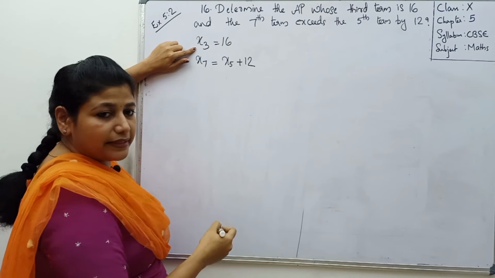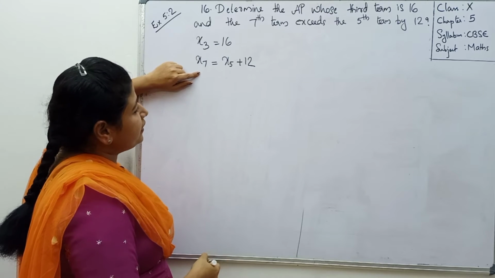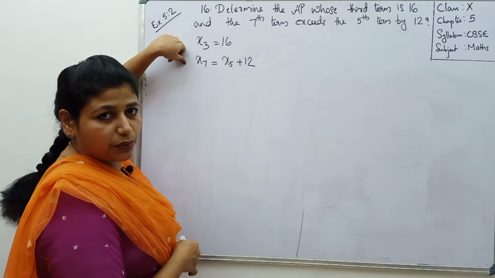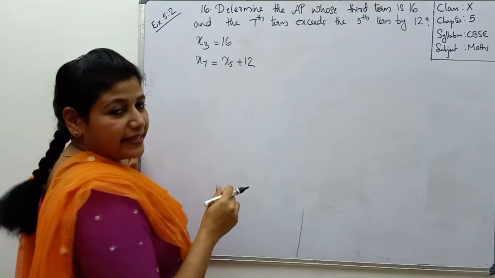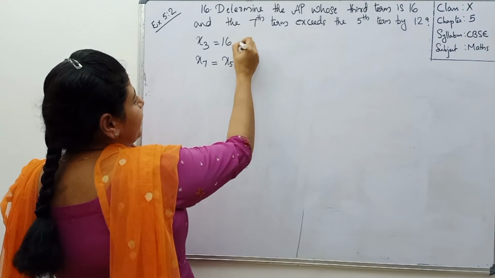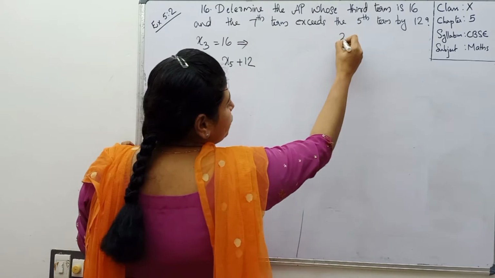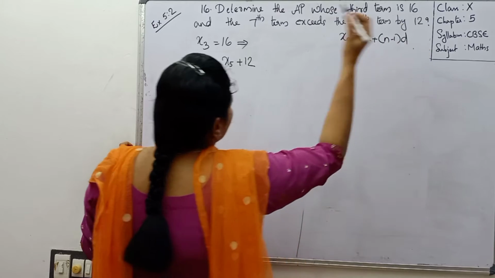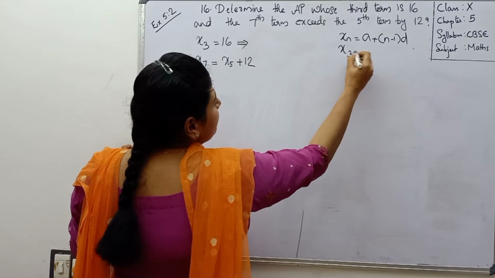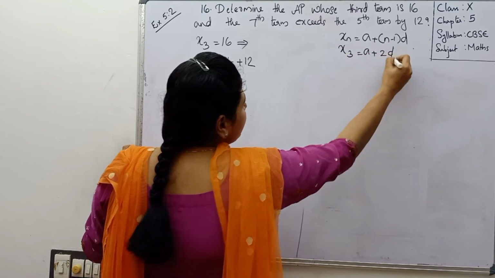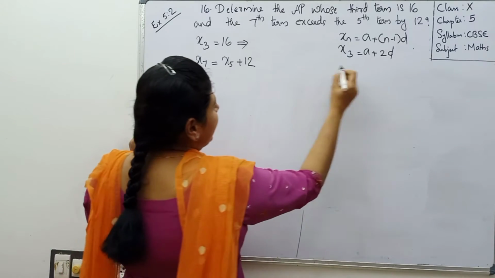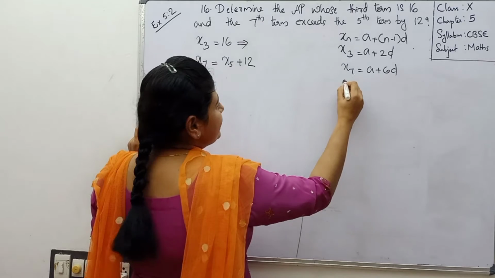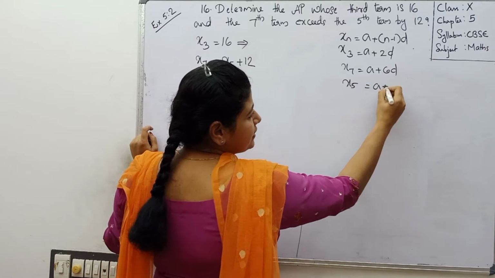The third term is 16. The seventh term is obtained only when we add 12 to the fifth term. We know that xn is a plus n minus 1 into d. So x3 will be a plus 2d. And what about x7? x7 will be a plus 6d. And x5 is a plus 4d.